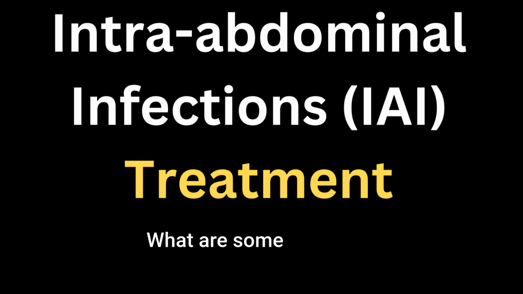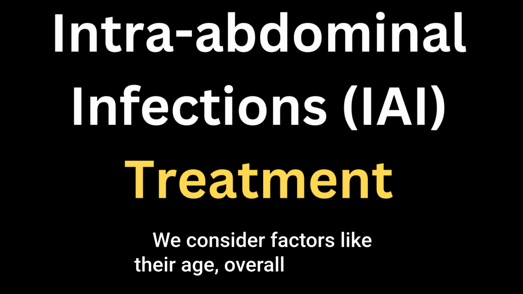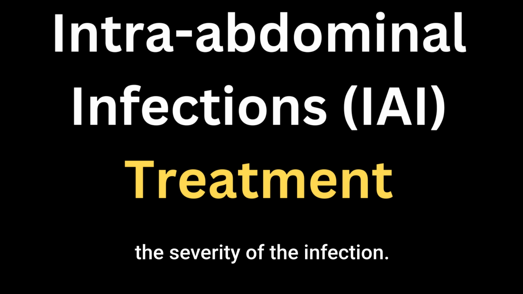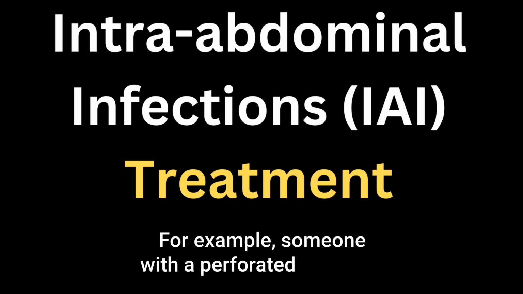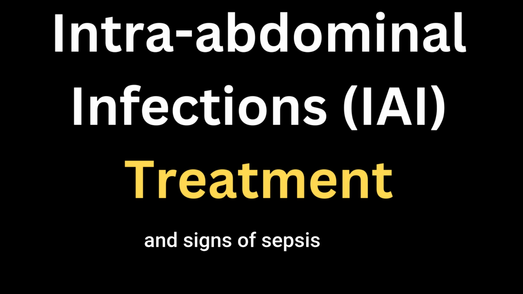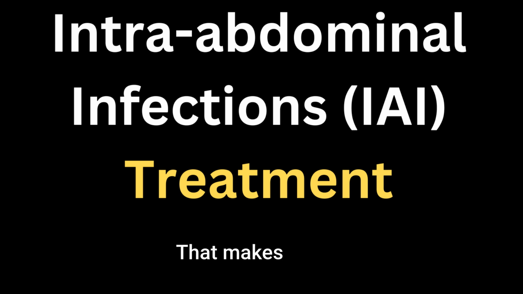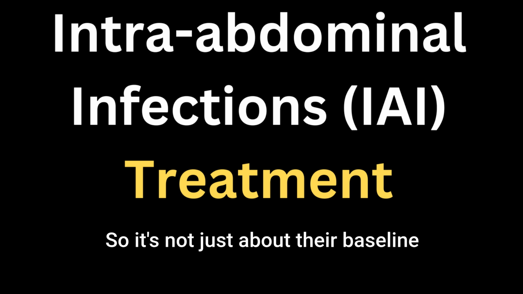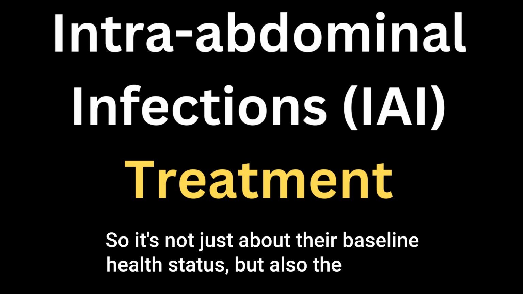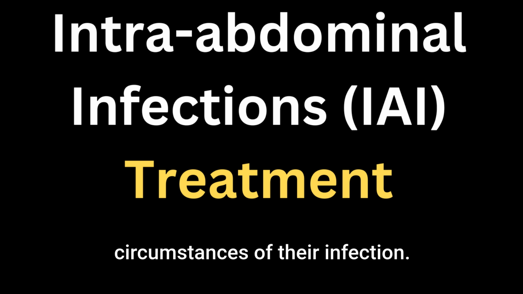What are some of the key considerations when assessing a patient's risk level in this context? We consider factors like their age, overall health, and the severity of the infection. For example, someone with a perforated appendix and signs of sepsis would be considered high risk, even if they're otherwise young and healthy. That makes sense. So it's not just about their baseline health status, but also the specific circumstances of their infection.